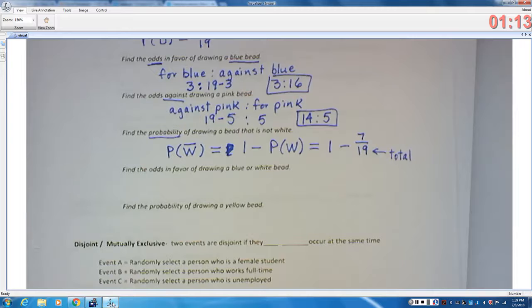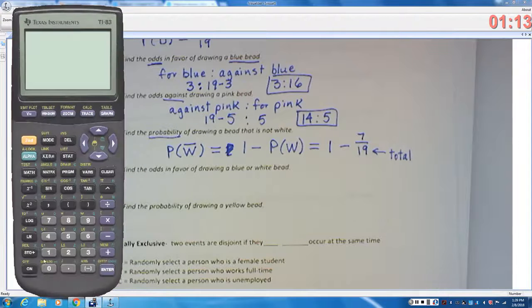So you do that on the calculator. 1 minus 7 divided by 19. Oops, turn it on. 1 minus 7 divided by 19. Math, enter, enter, and you get 12/19.